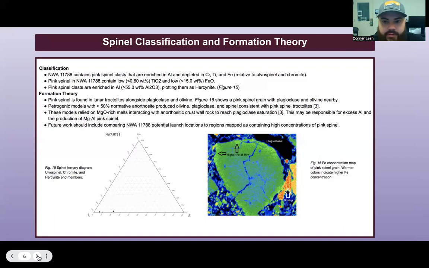So our lunar meteorite, being a breccia, could easily have pink spinel troctolite clasts within it, which contain these pink spinels. So future work should include comparing the NWA 11788 potential launch locations to regions mapped containing high concentrations of pink spinel. And we can move on to Jennifer.